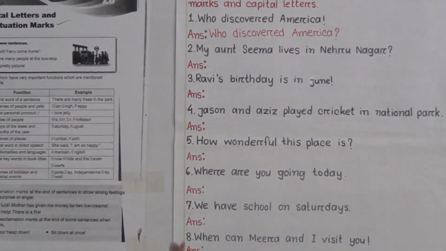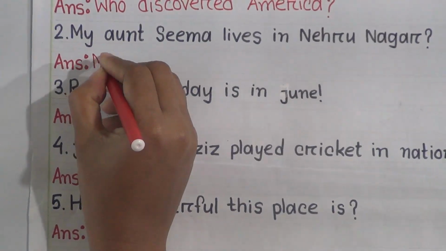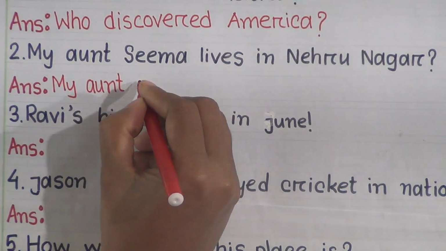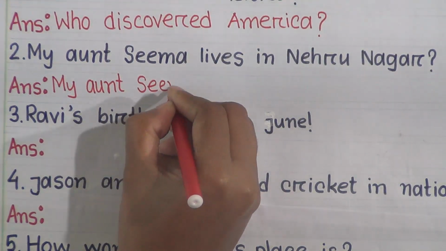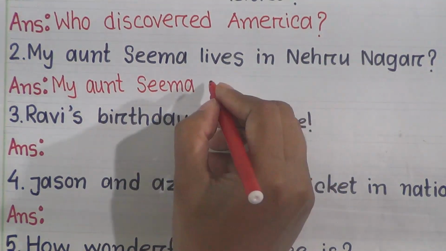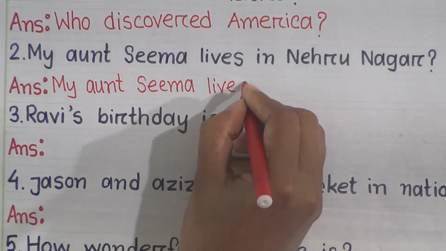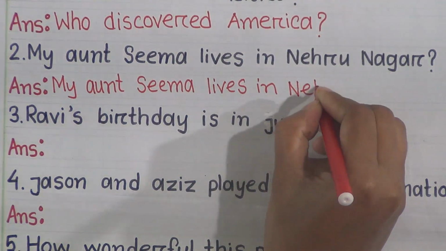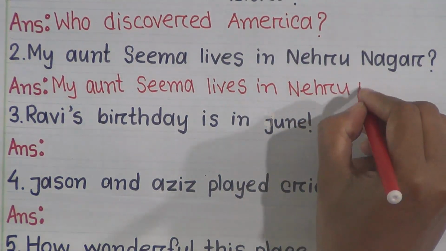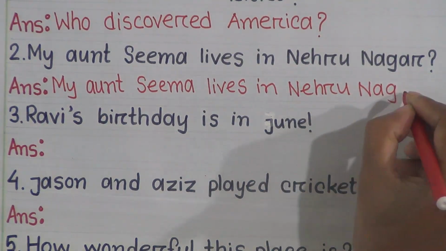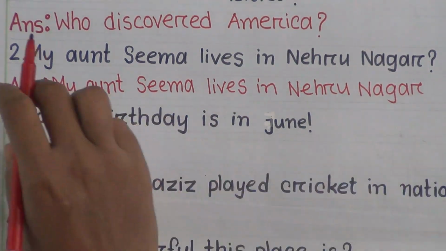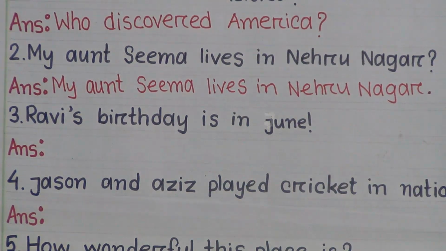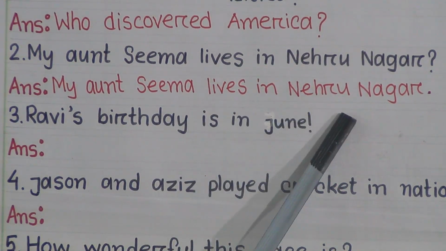So write with me. My aunt Shima. Here Shima is the name of a person, so we have to write S in capital letter. Shima lives in Nehru Nagar. This is the name of a place, so this will be in capital letter. N-A-G-A-R, Nehru Nagar. So this is a simple sentence, and after a simple sentence we have to use a full stop. My aunt Shima lives in Nehru Nagar.